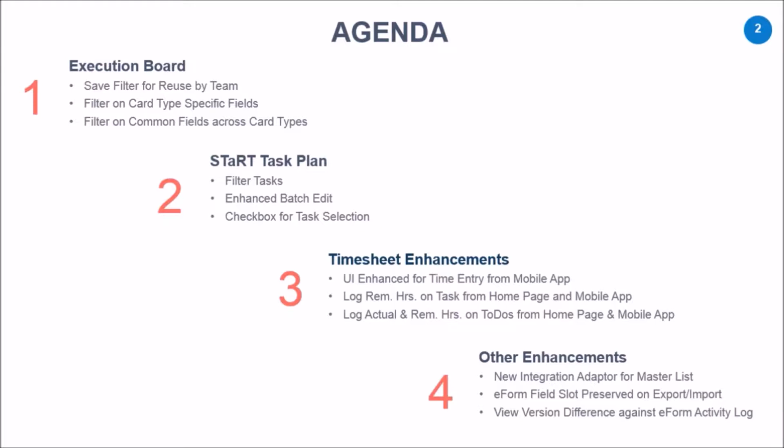Along with that, we have also made inroads to improve the sprint task planning as well. So our native sprint task planning has now got a major boost with the ability to filter the tasks as well. You will now be able to look at a specific set of tasks and make any edits, and while you are making edits, we have also improved upon the batch editing capability that we had earlier. Also on the timesheet front, you will now be able to log your remaining hours against your tasks and to-dos from the inline action on your homepage as well as the mobile app. So we'll have a quick look at that as well.